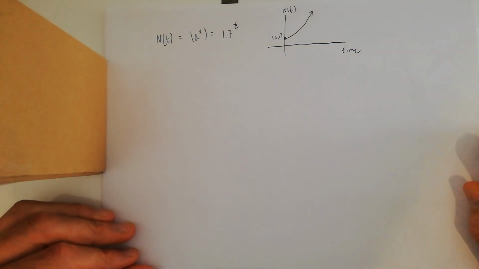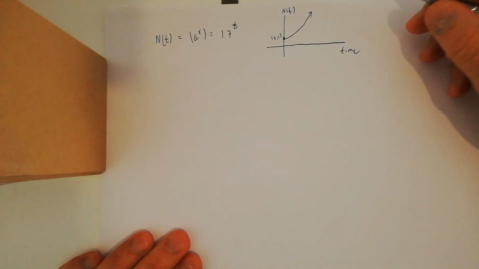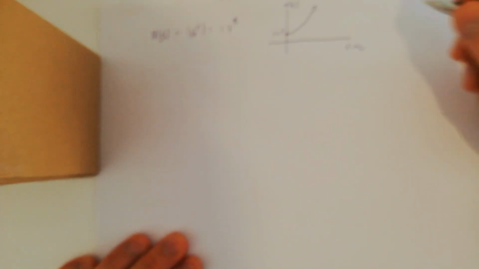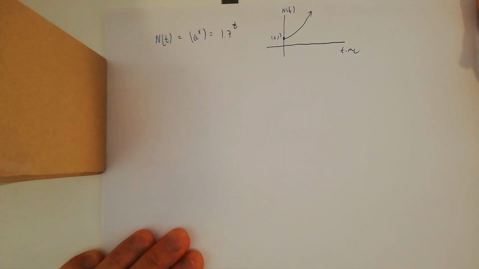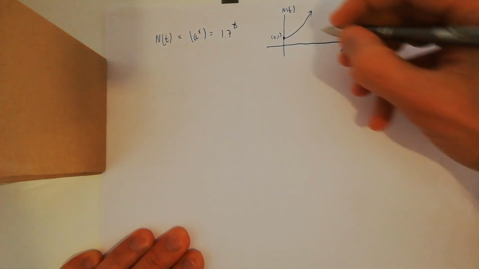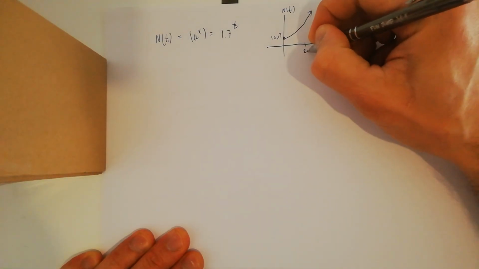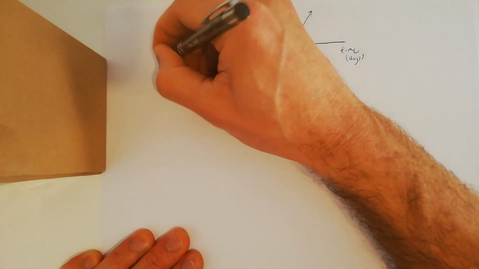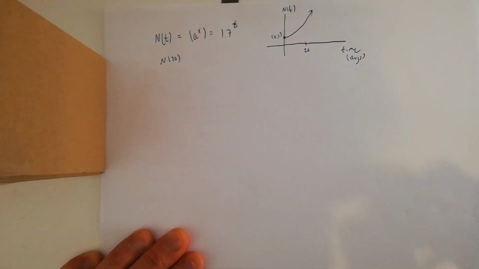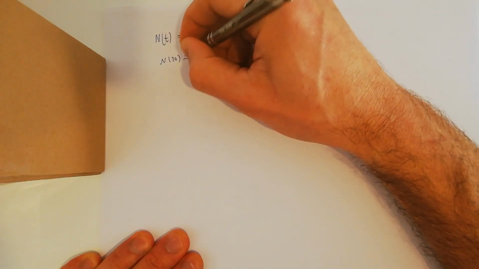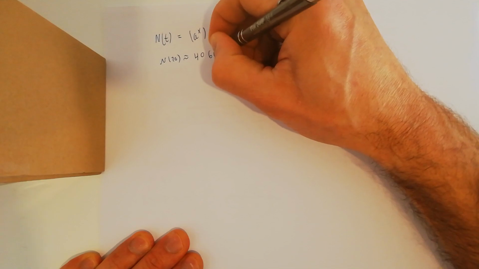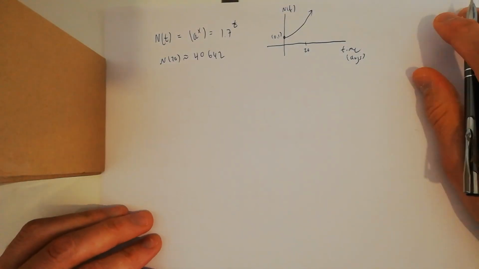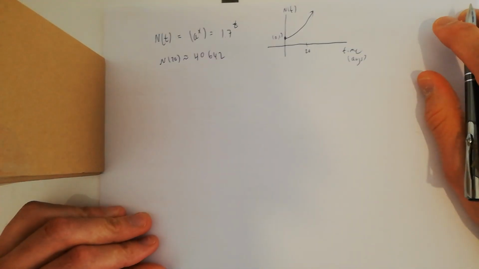This model of course does not make any sense, at least not after a while, since this tends to infinity. Obviously the number of patients will not tend to infinity. In fact, if you check this value after 20, let's say that the time here is in days, then n of 20 is about 40,642, but that would keep growing and that doesn't make sense.